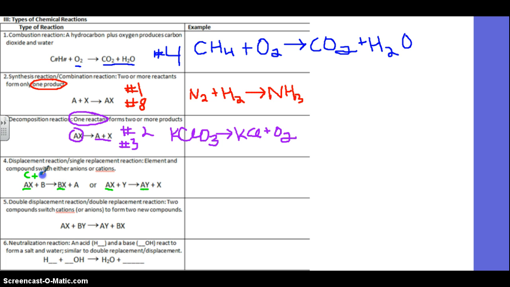So we're going to call that a compound and a single, which will make another compound and another single. The same goes for this example on the right: compound and single make compound and single.